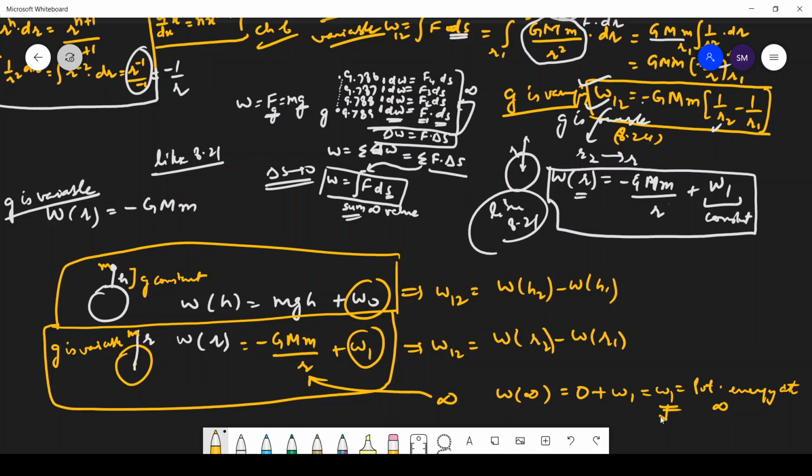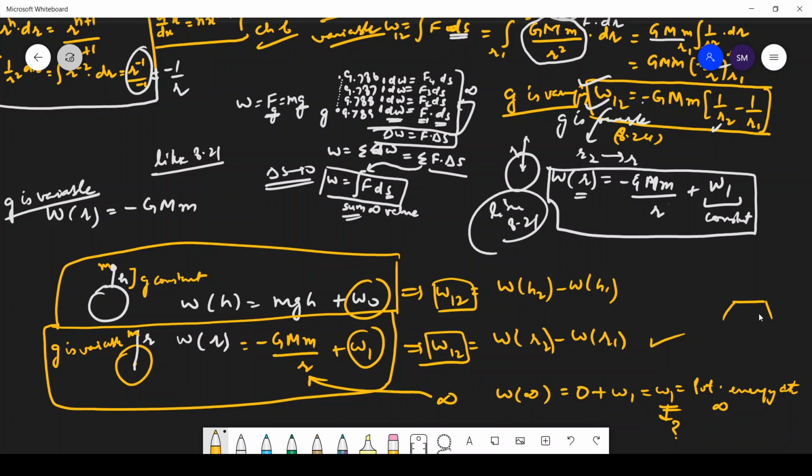Because you don't know actually what this supposed W1 is. So that is why it is the difference that matters for us, that is, how much is the change? We can set potential energy as zero anywhere.